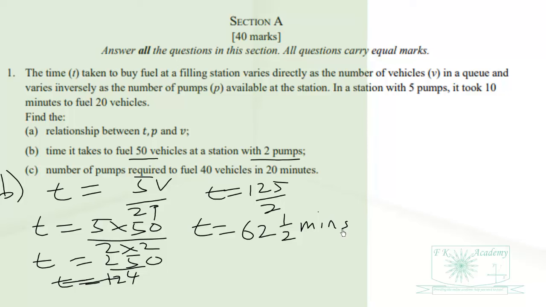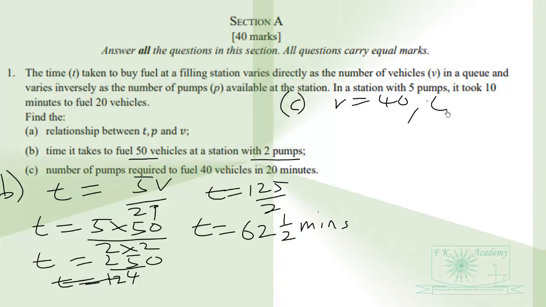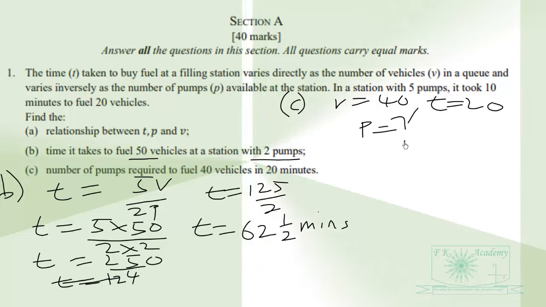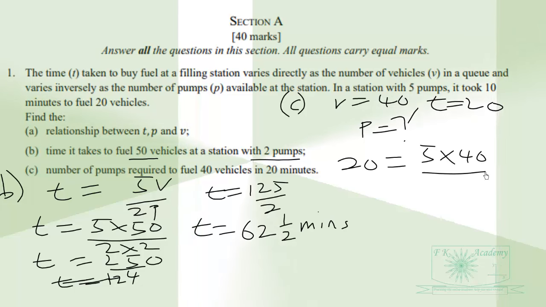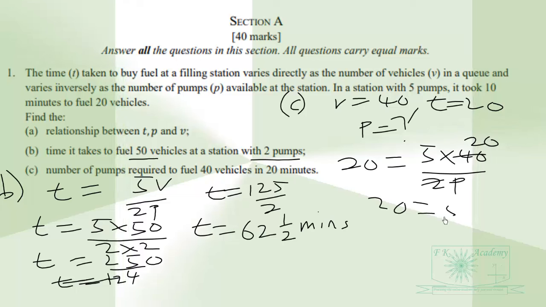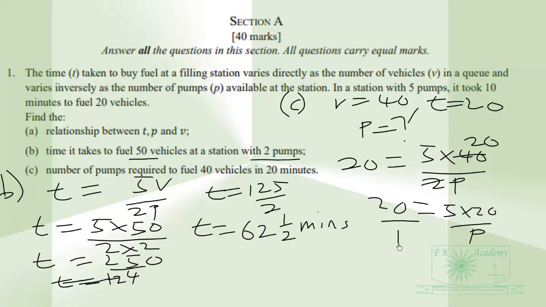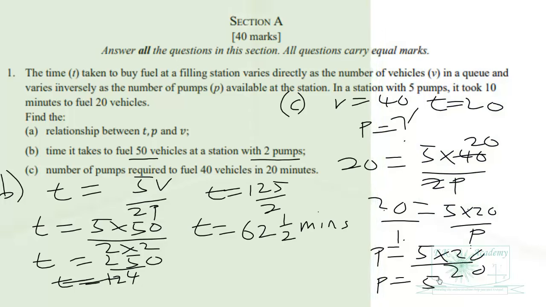So that's the B part. Then the C part says we should find the number of pumps required to fuel 40 vehicles in 20 minutes. So V equals 40, then T equals 20. We have to find P. So T, which is 20, is equal to 5 times V, which is 40, over 2P. So 2 goes into 40 20 times. So we have 20 is equal to 5 times 20 over P. So this is over 1. So we can switch the position of P and 20. So we're going to get P is equal to 5 times 20 over 20. So P will be equal to 5 pumps. Therefore, 5 pumps will be required to fuel 40 vehicles in 20 minutes.